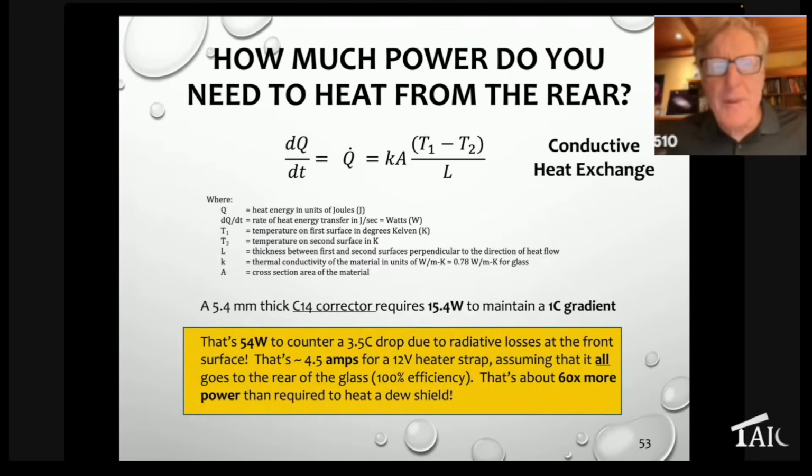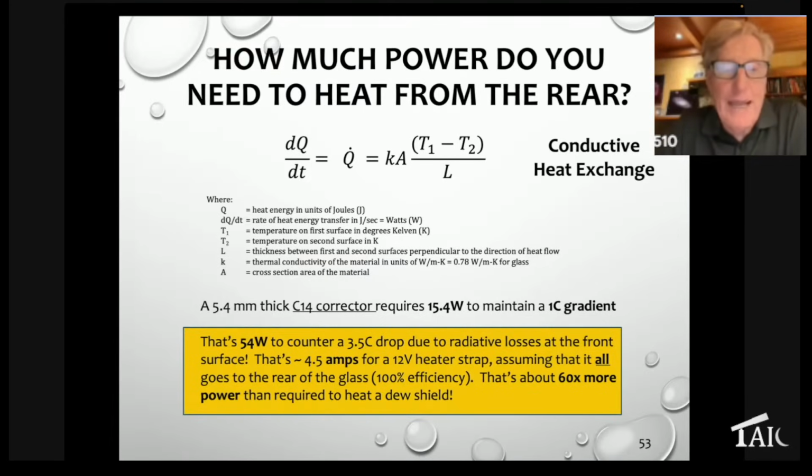So let's look at how much power you need to heat from the rear. Well, this is the expression for conductive heat exchange. Again, the rate of heat exchange is just equal to this constant, the thermal conductivity constant, times the area times the temperature difference and the amount of material that it has to conduct through. That's L. So a 5.4 millimeter C14 corrector requires 15.4 watts to maintain a 1 degree temperature gradient. So in order to counter that 3.5 degree drop that we talked about earlier, you need 54 watts of power that you need to pump into this thing.